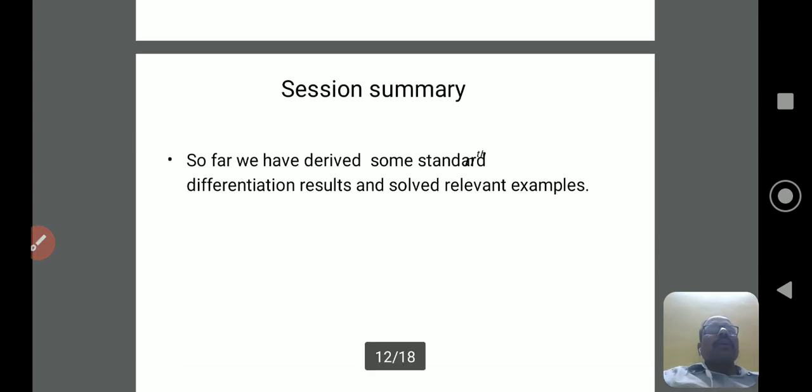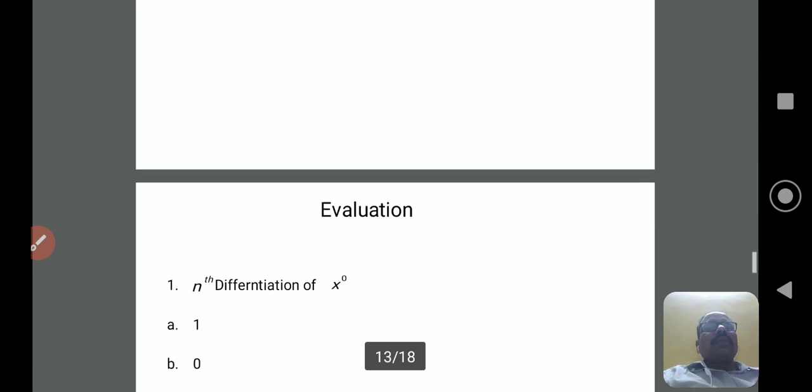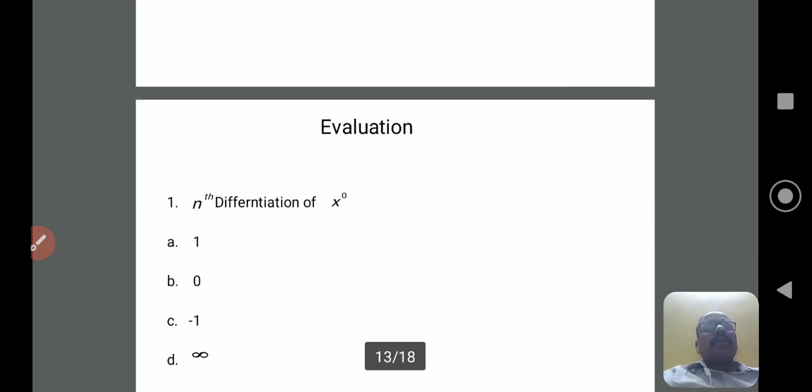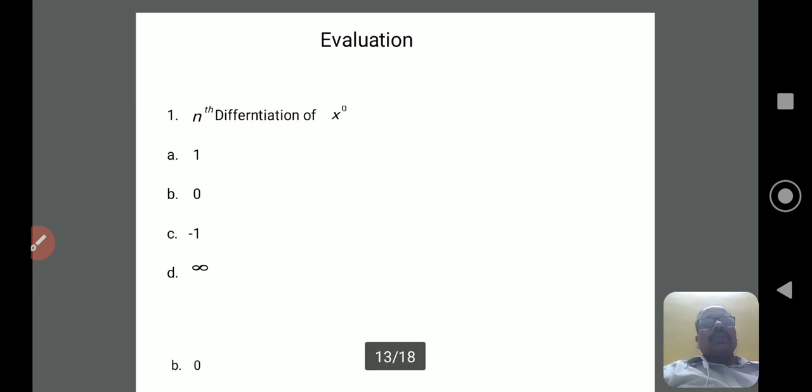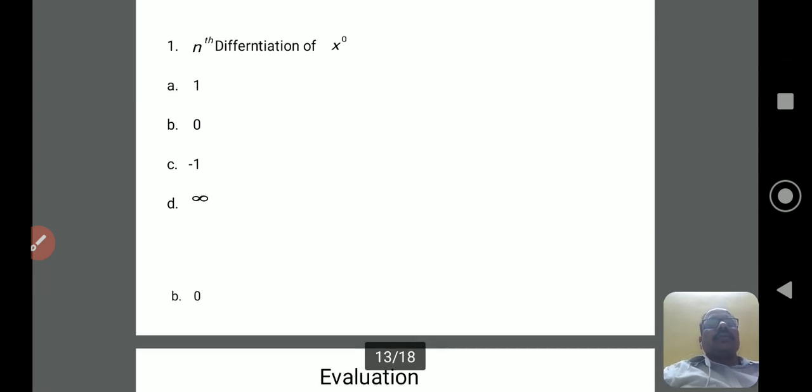Okay, next I come to the session summary, otherwise you can take an evaluation to check if you understood or not. What is the nth differentiation of x to the power of 0? X to the power of 0 is 1. You are finding the nth differentiation of a constant, which is 0. We can go through the solution here. B is the right solution.